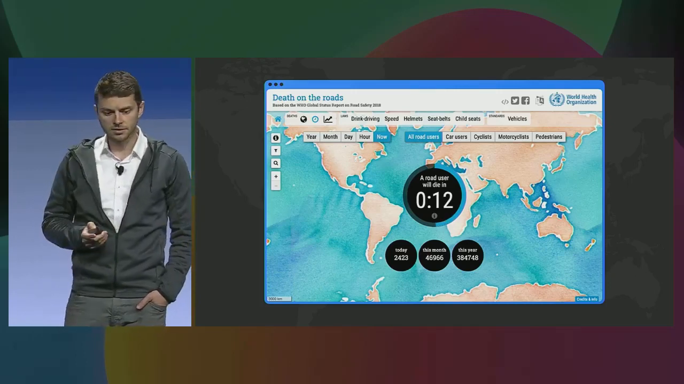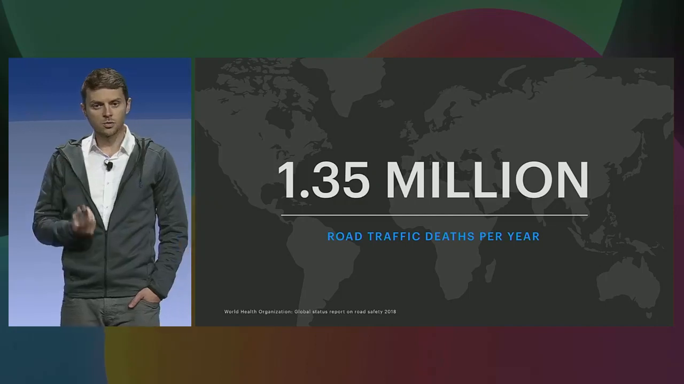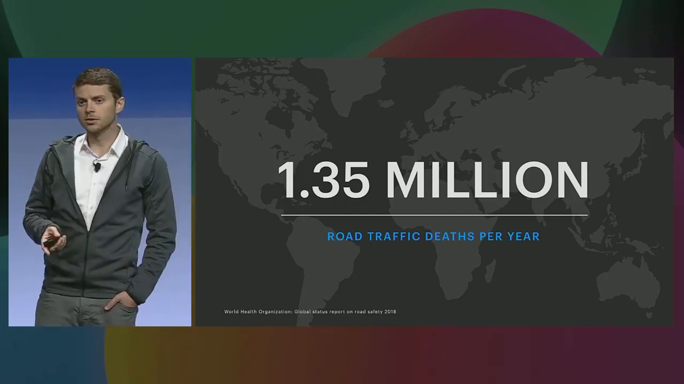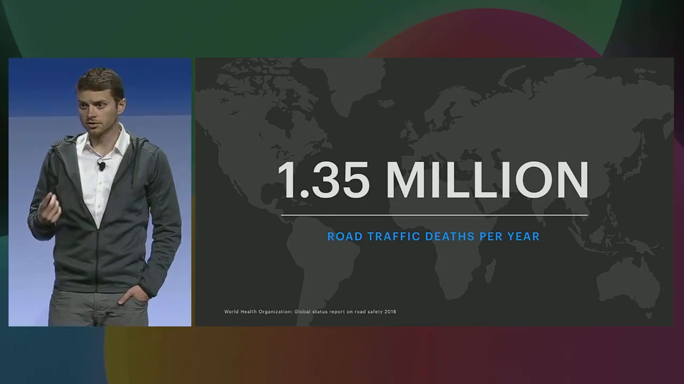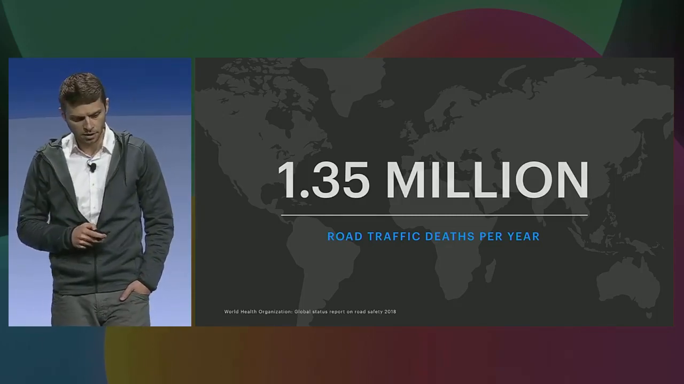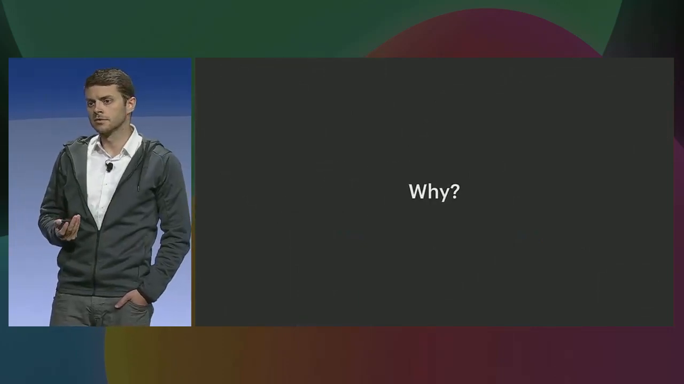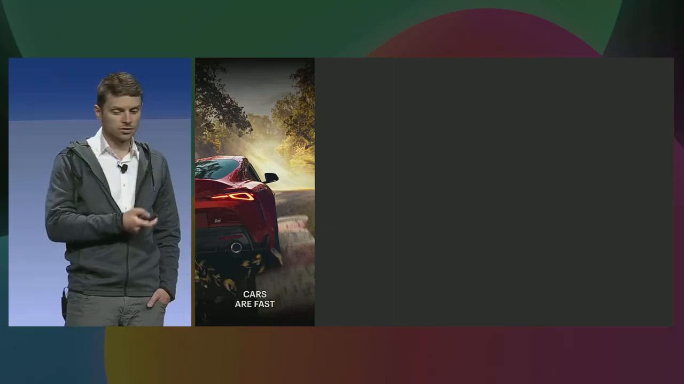That's a reality today. Another way to see this number is there's 1.35 million people that die in traffic fatalities per year. Sounds a bit surreal, but again, that's actually real. So now the question is why? Why is this happening? And so first, obviously cars go fast.